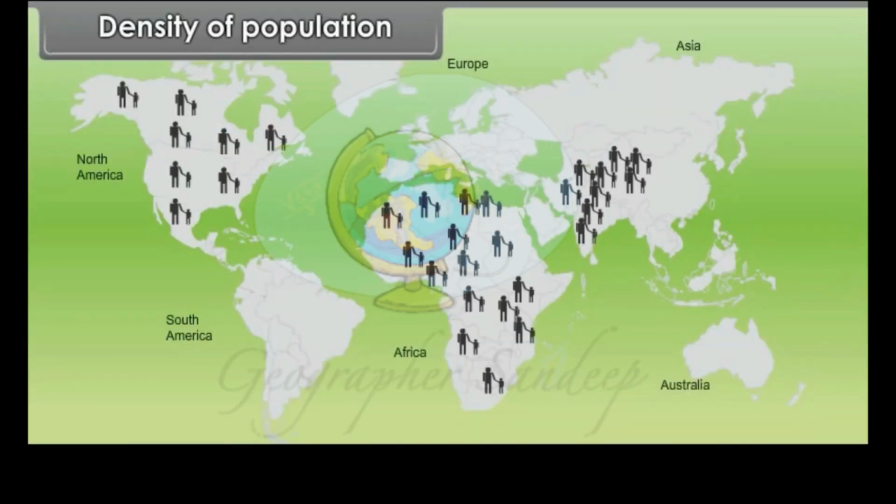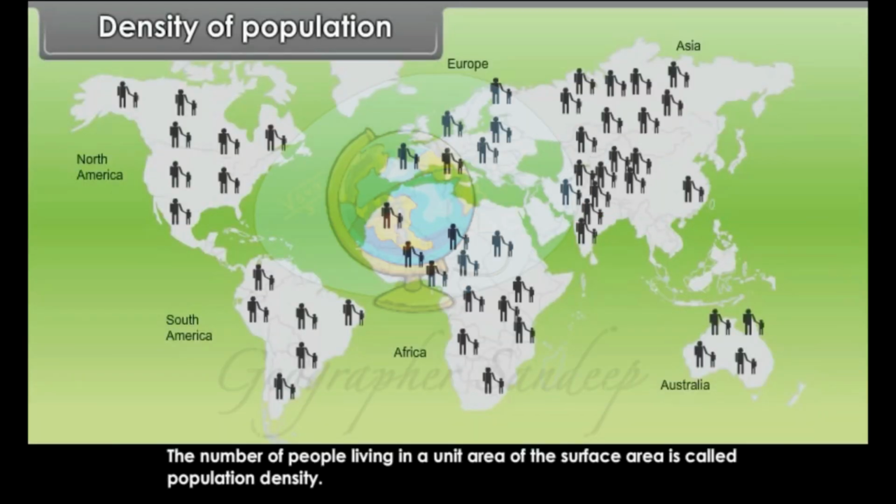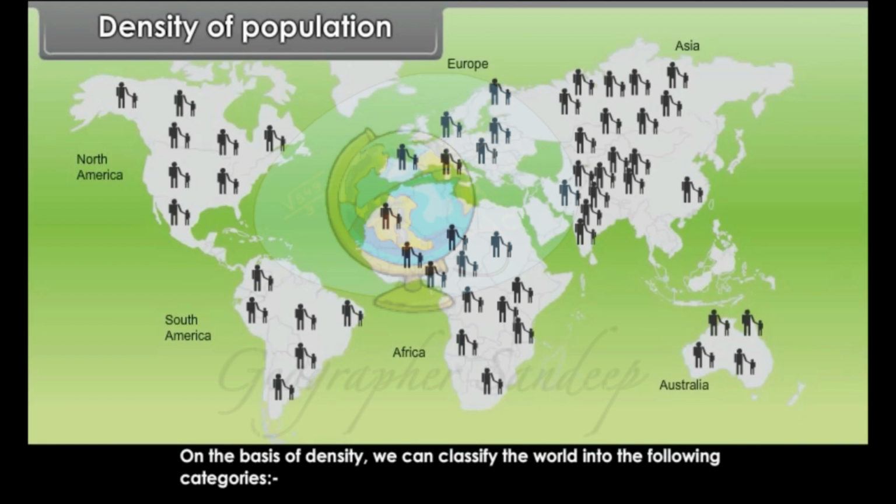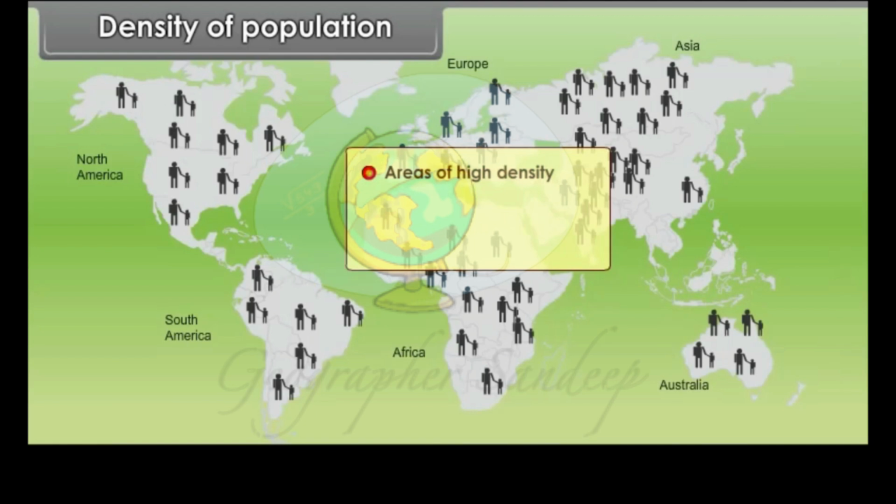Density of population. The number of people living in a unit area of the surface area is called population density. On the basis of density, we can classify the world into the following categories: areas of high density, areas of moderate density, and areas of low density.